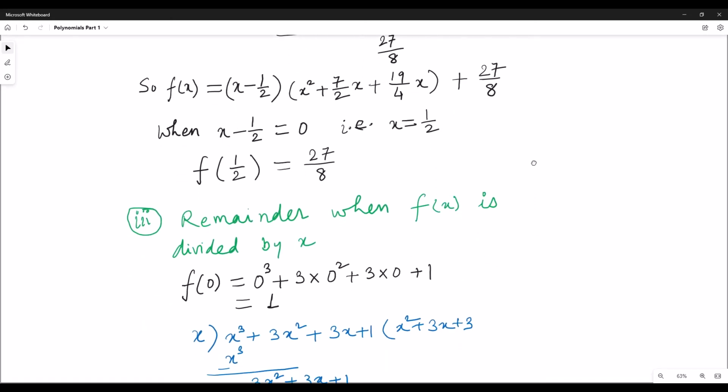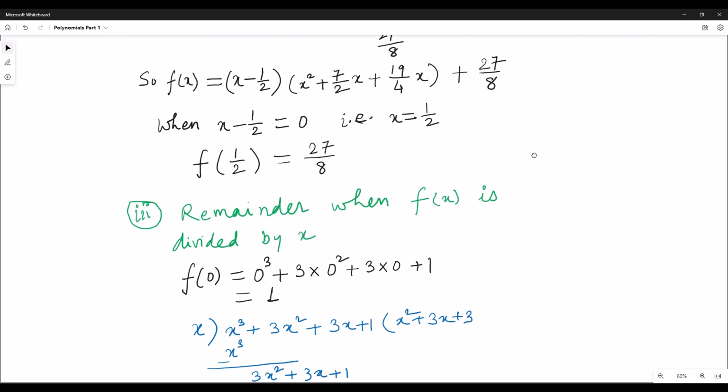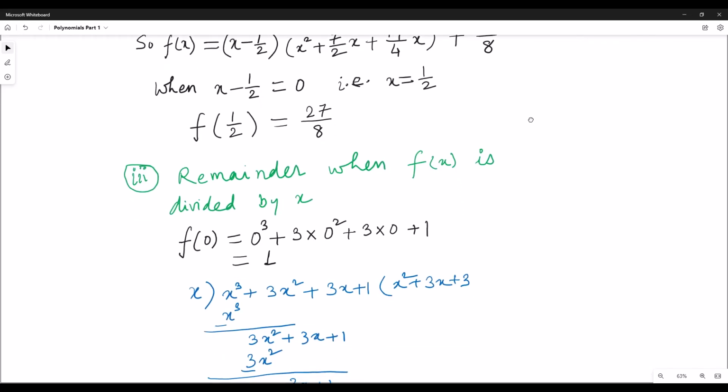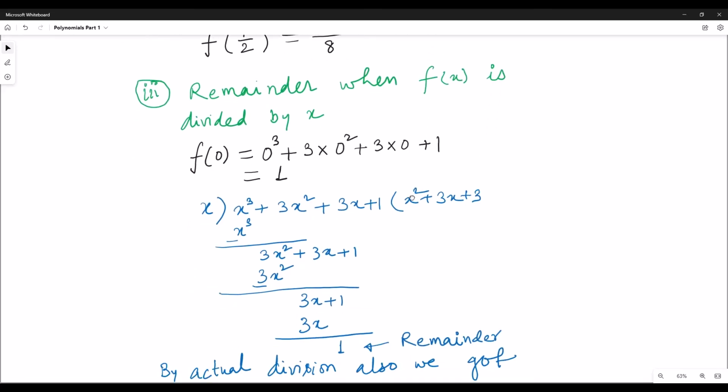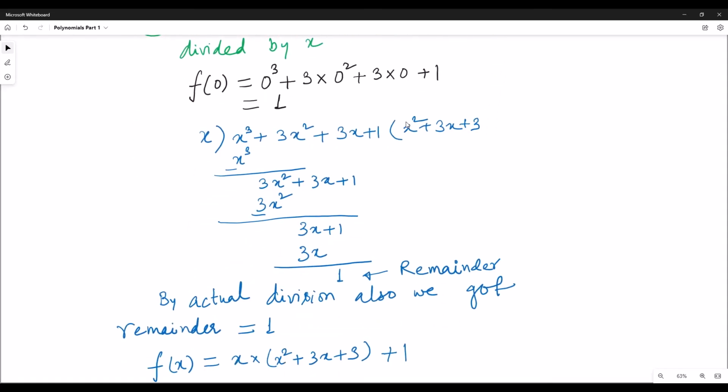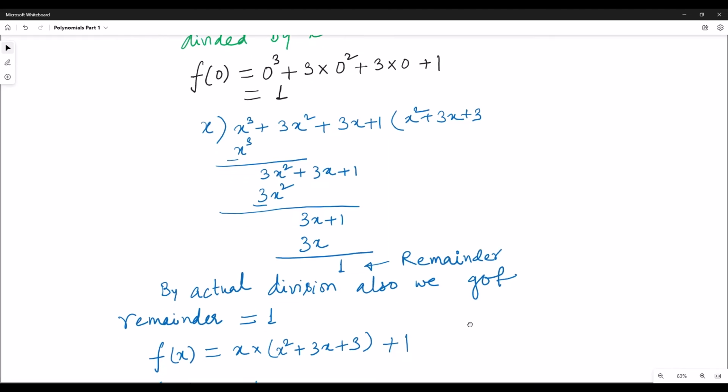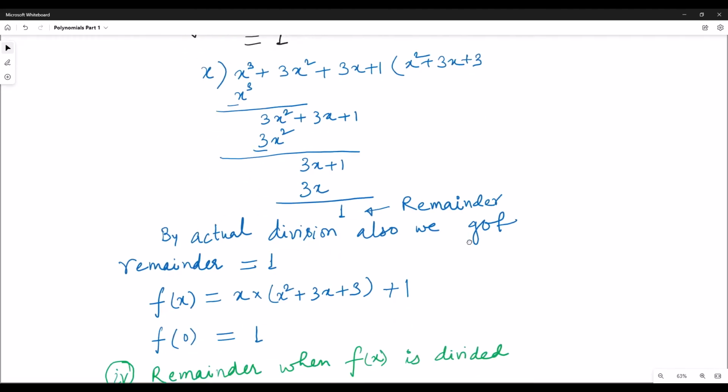Remainder when f(x) is divided by x. So here, in x minus a, the value of a is 0. So when f(x) is divided by x, when you put the value of x as 0, that will be f(0). So the remainder will be 1. By actual division also we got the remainder as 1.